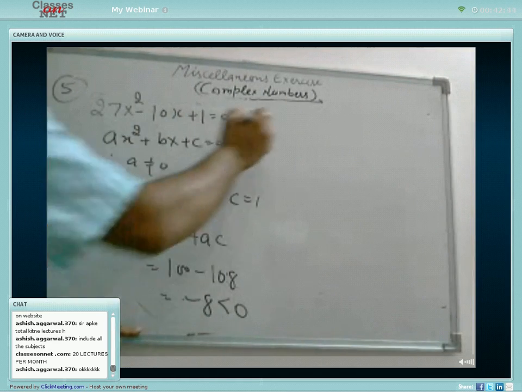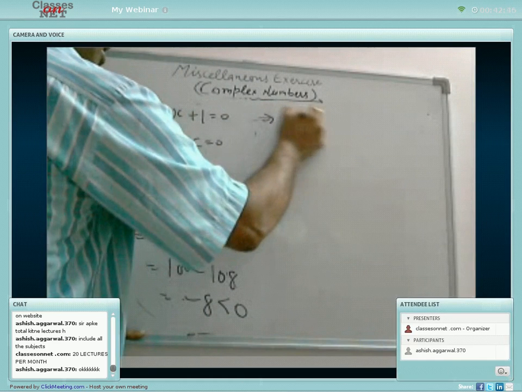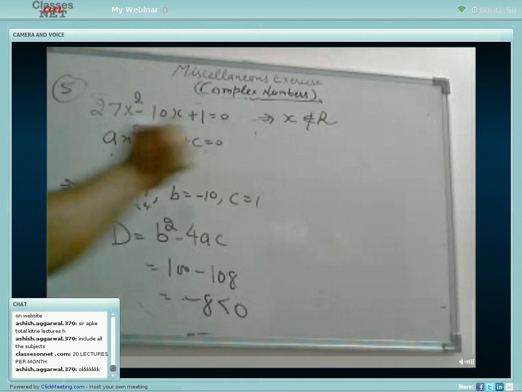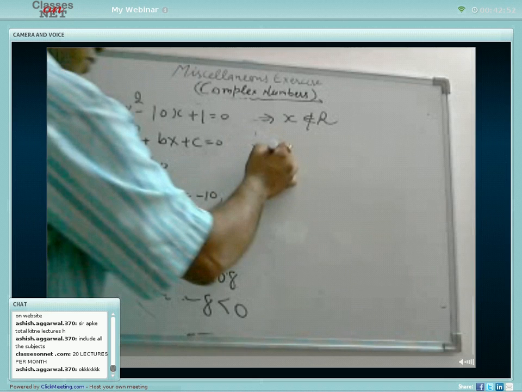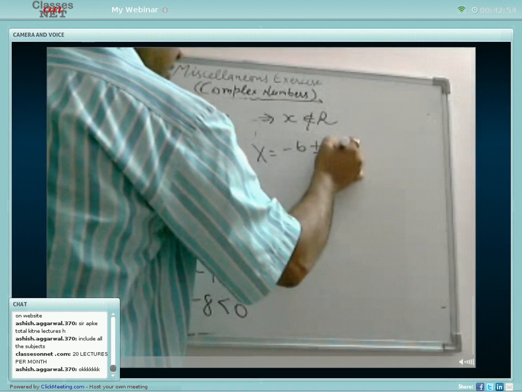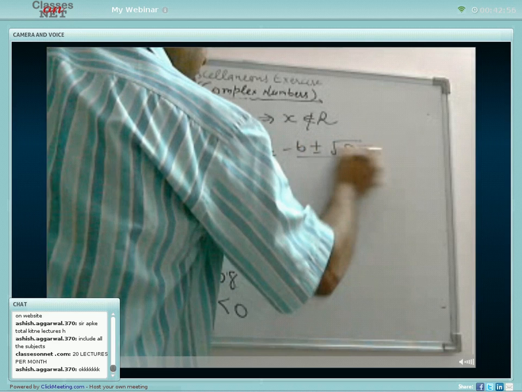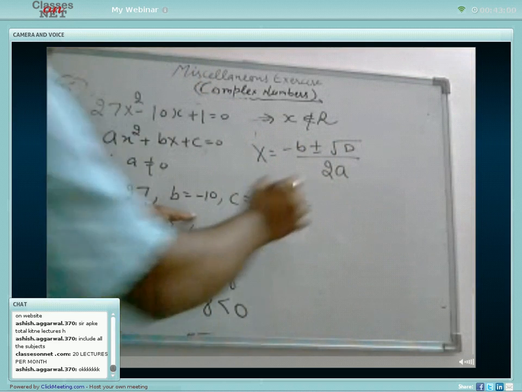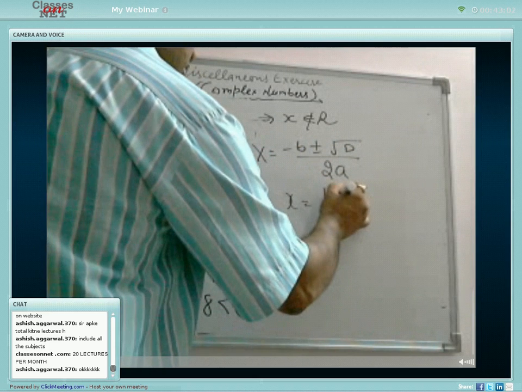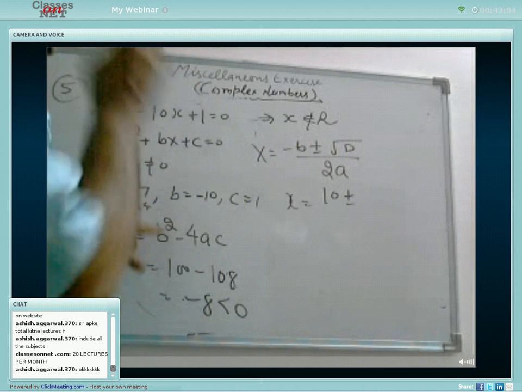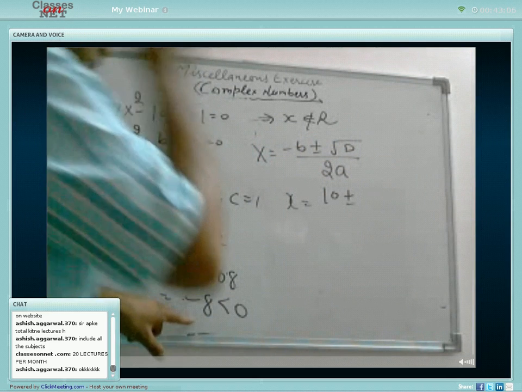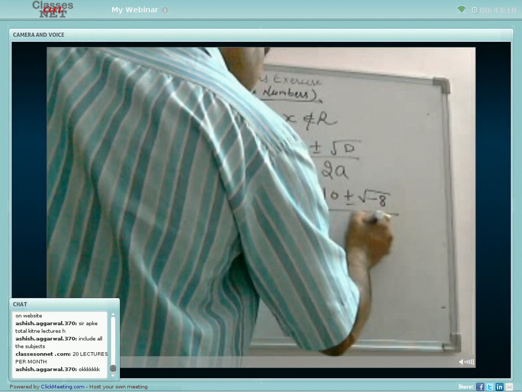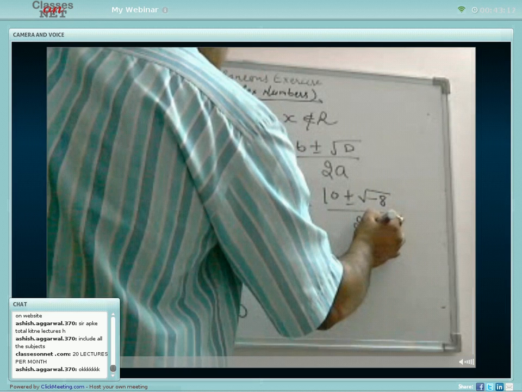You will write it here. D is negative. This implies that x does not belong to real. Means x is imaginary. We know x is given by minus b plus minus under the root of d divided by 2a. So what is minus b? Minus b is 10 plus minus under the root of minus 8, divided by 2a. What is a? A is 27.